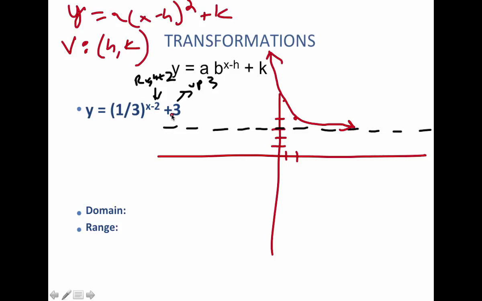So you may want to think about graphing the original one and then moving it k units up or down, and then h units left or right. But just like my parabola, we have to remember that it's h units to the right.